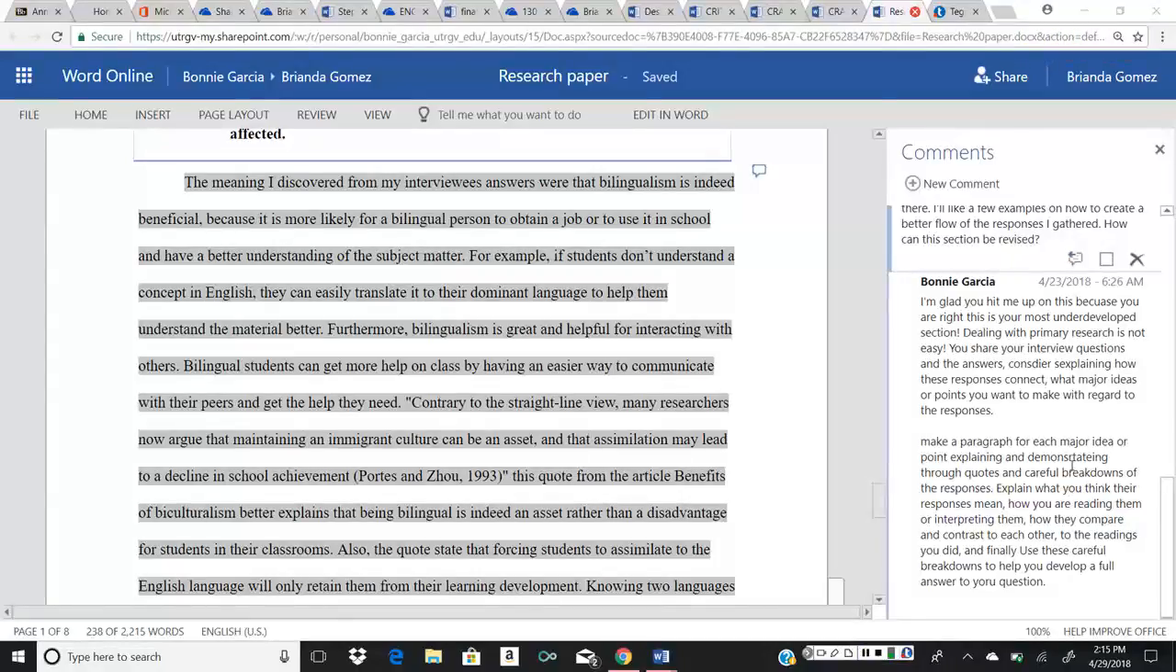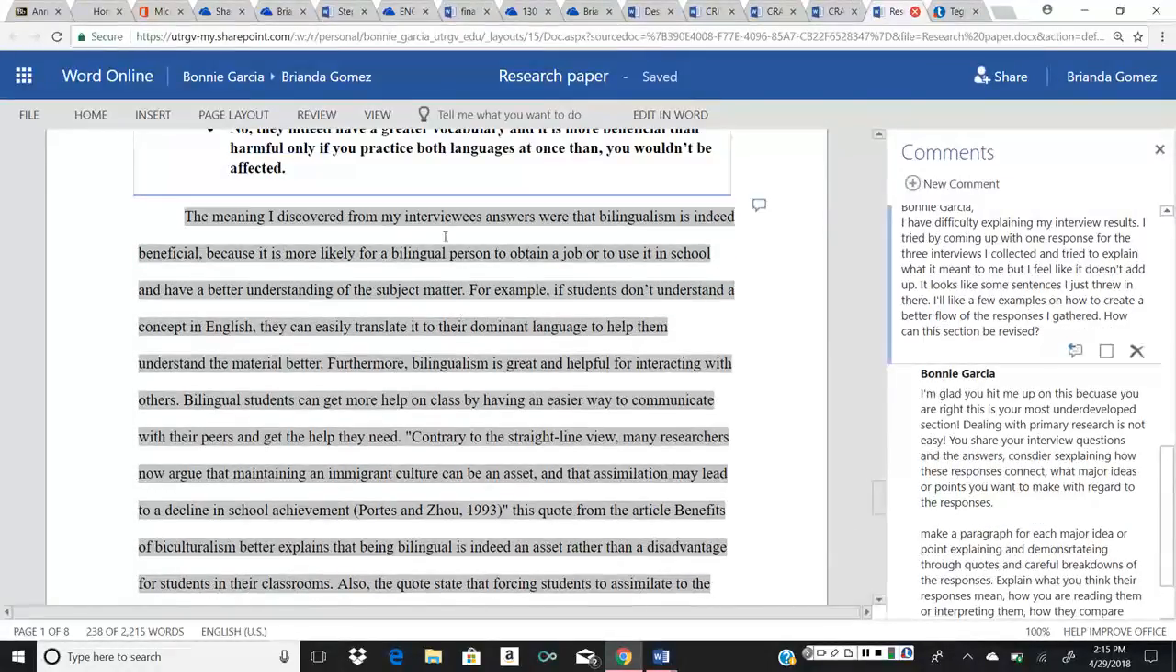And here's what she told me to do, and she told me what I needed. She said where I needed improvement and how I could improve. She gave me ideas, like I asked for examples. She told me to make a paragraph for each major idea, and that's what I did.